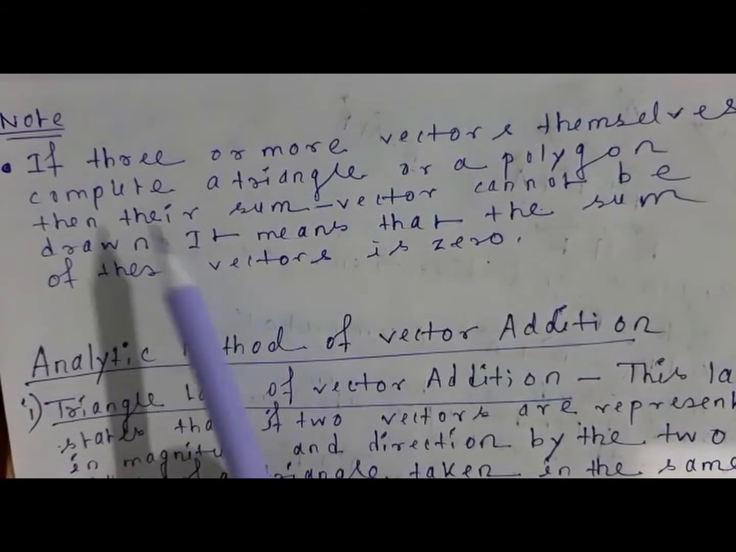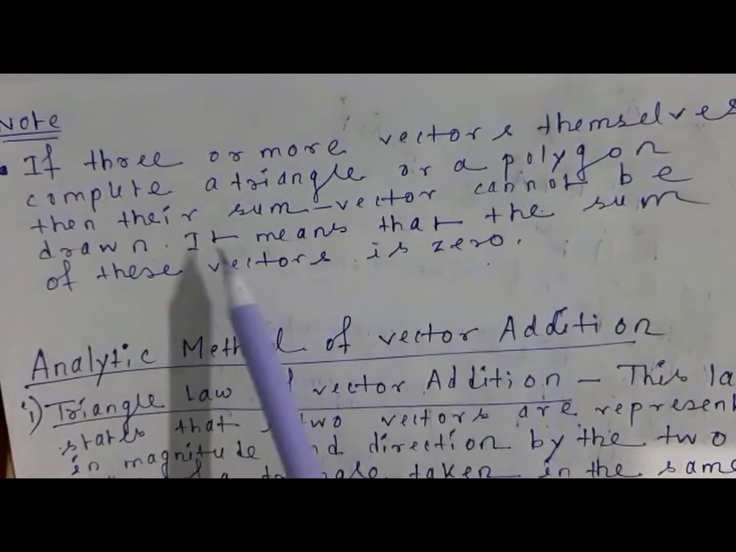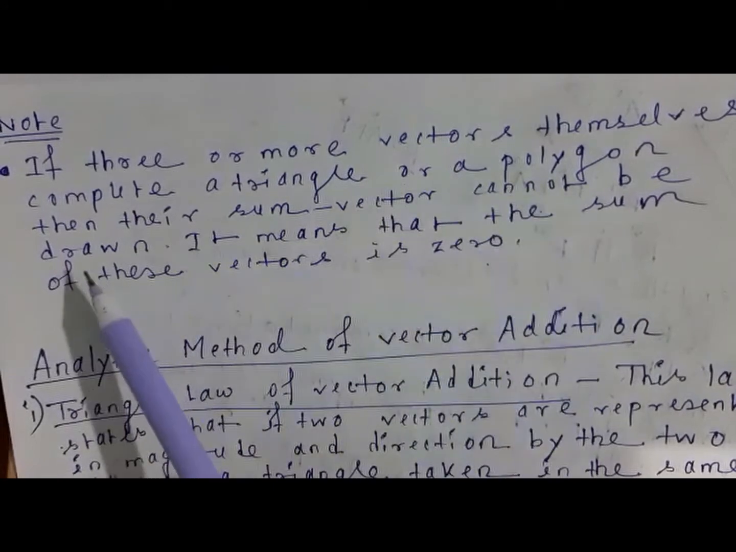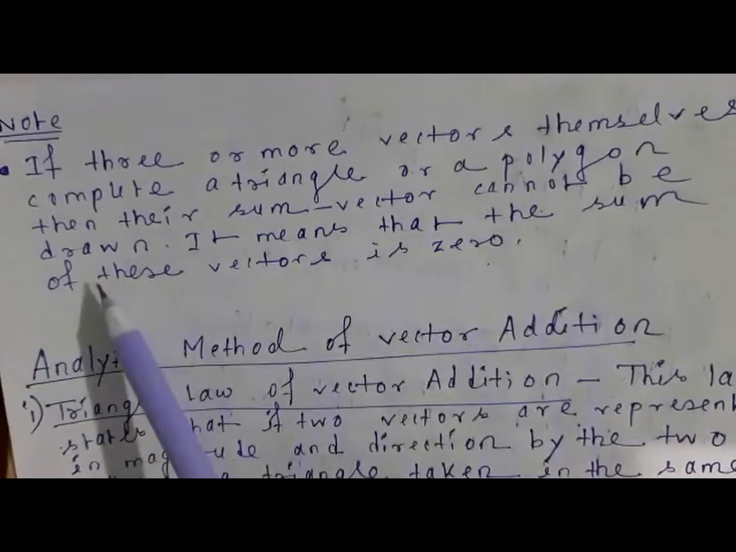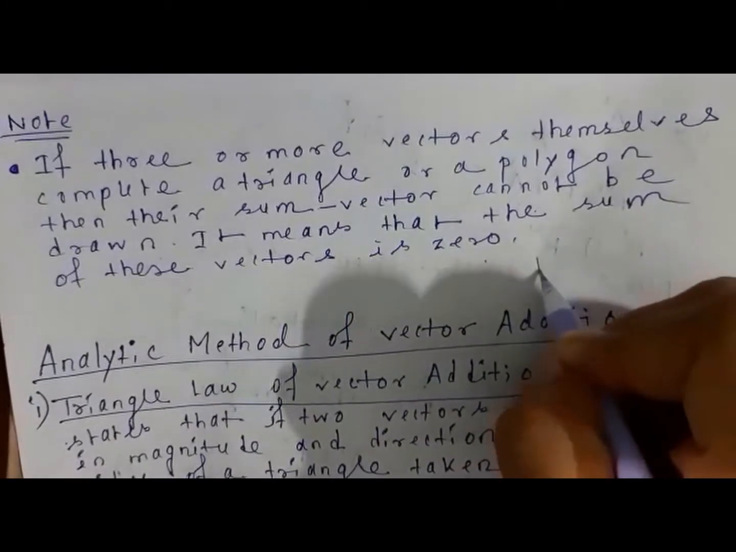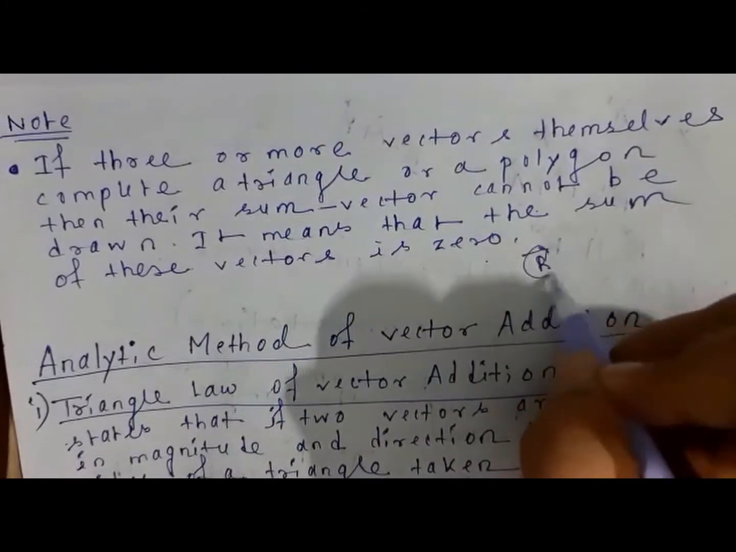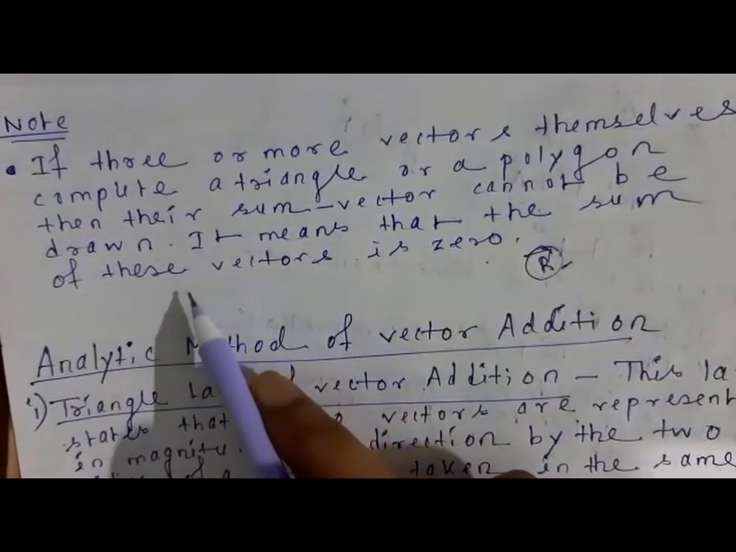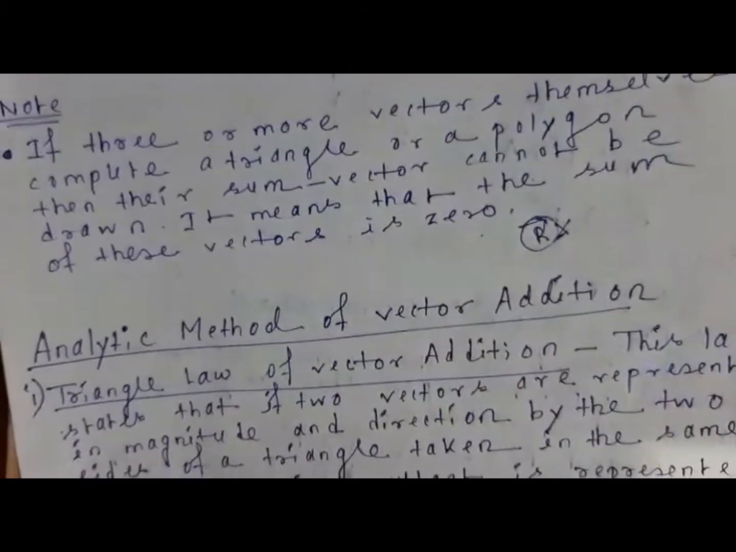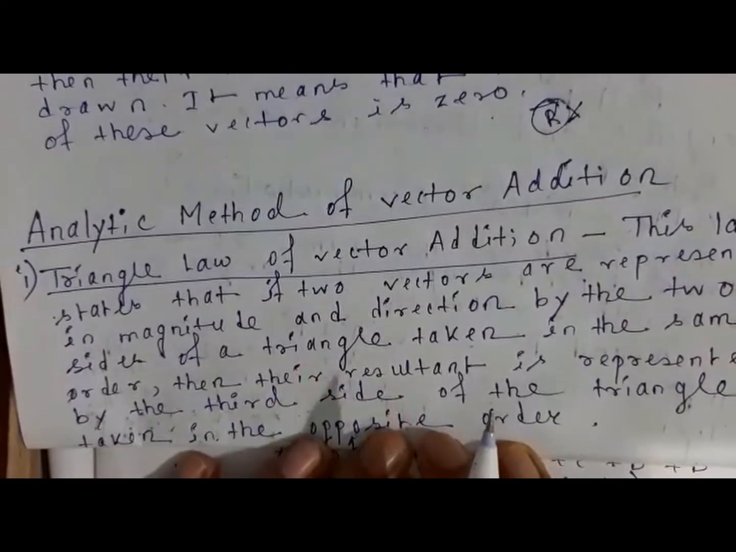Now here I have written a note. You can see this note, that if three or more vectors themselves complete a triangle or a polygon, then their sum vector cannot be drawn. You cannot draw this resultant vector R. It means that the sum of these vectors is 0.